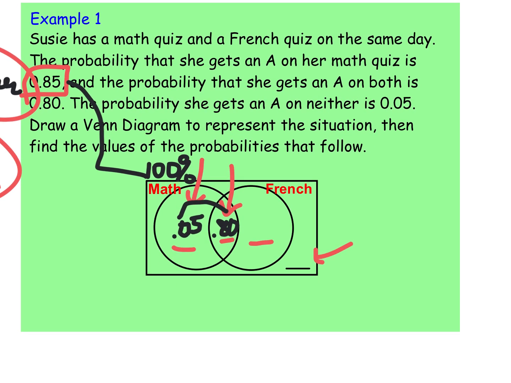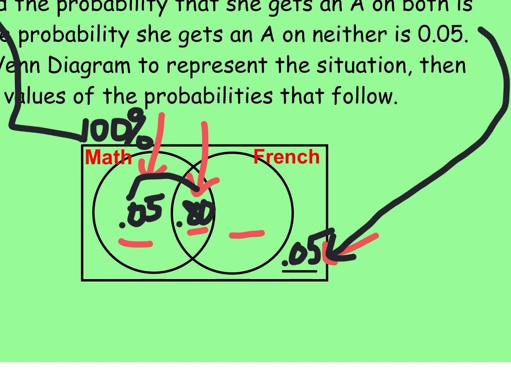The probability she gets an A on these. Yep, that goes right there. 0.05. And then how do you finish it off? Do you know how? It's 0.8 plus 0.05 plus 0.05 is 0.9. That's 90%. So what's the last thing got to be? 0.1. 10%. Yep, adds up to 100%.